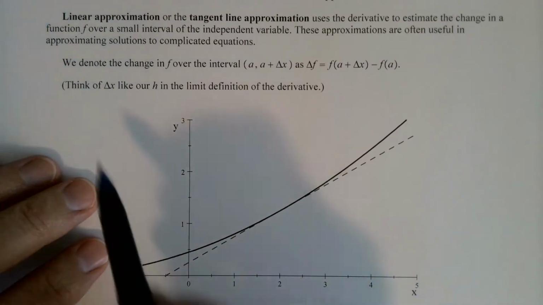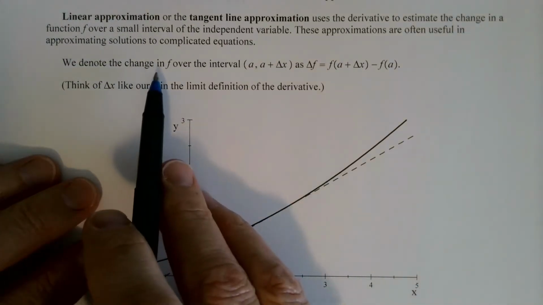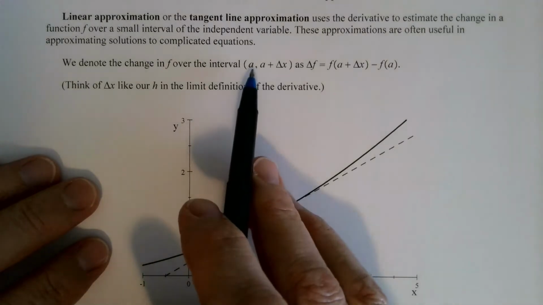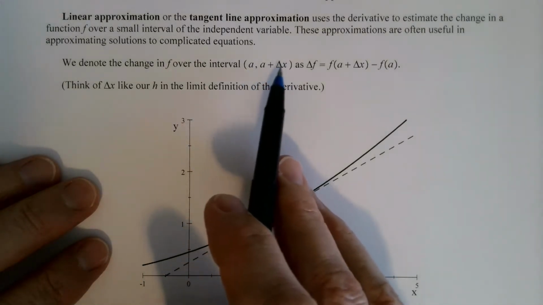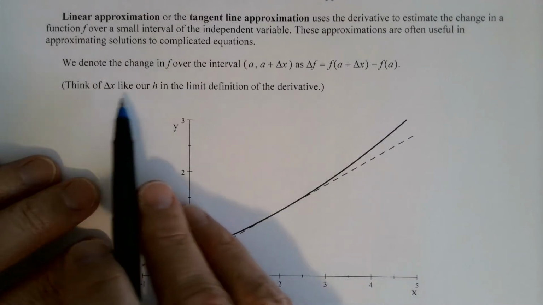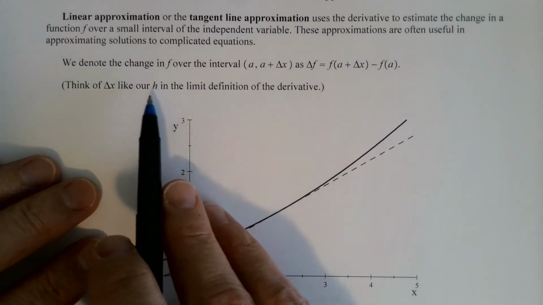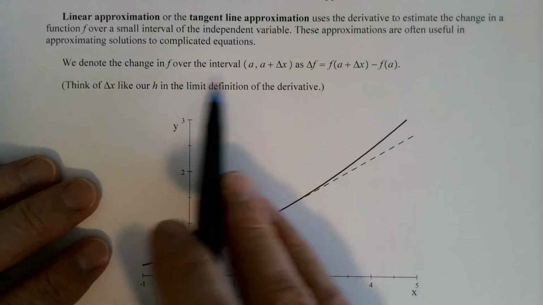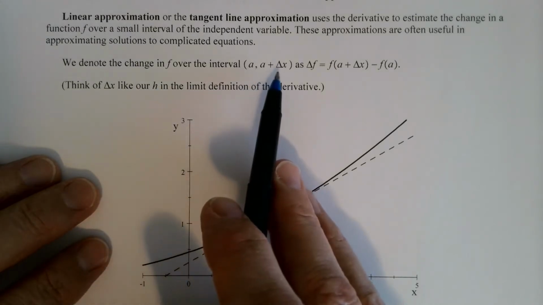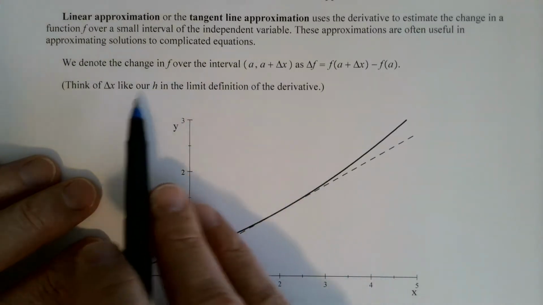So a couple things we're going to denote. We're going to talk about a function f over an interval, and I'm going to go from a to a plus delta x. Okay, this delta x is like the h that we've used before. You remember in the limit definition of the derivative and stuff, but we're going to use delta x here. So there's a little change in notation here.